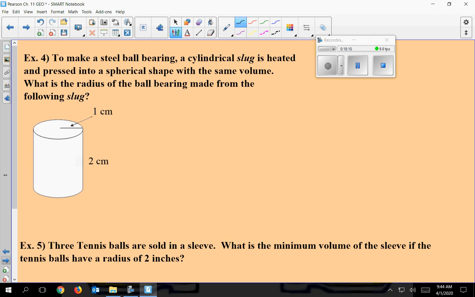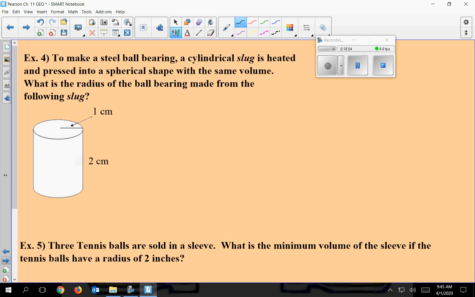So we're going to make steel ball bearings, like what goes in the wheels of a skateboard wheel, or even a bicycle wheel needs ball bearings to roll or spin on the axle. To make those, we make them out of a slug that's a cylinder shape. So a slug is just a piece of metal in a cylinder shape. We're going to heat it, and then press it into a spherical shape. So it's going to have the same volume, okay? They want to know the radius of the ball bearing made from the following slug.